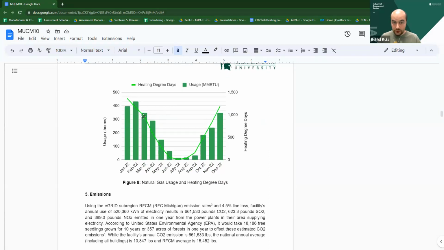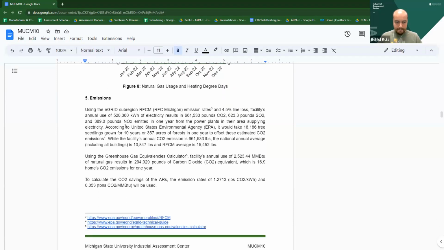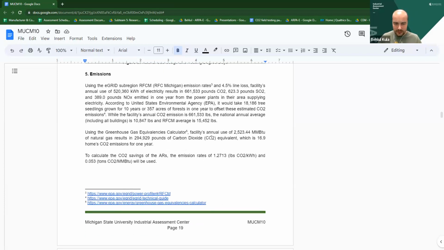But similar to the cooling degree days, we also have some graphs for heating degree days and the natural gas usage. So here you can see that the usage and the heating degree days trends follow the same pattern. So it shows that you are using natural gas mostly for heating purposes, but there's some minimal natural gas usage also during the summer, and I assume that it's for the domestic water heaters. And you can also see the emission rates here for both buildings, and there are some details of it.